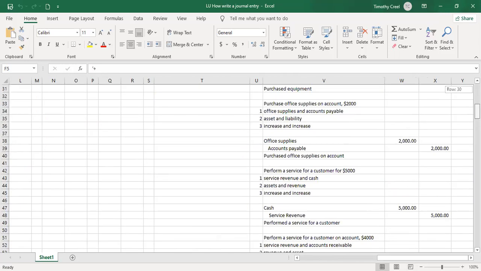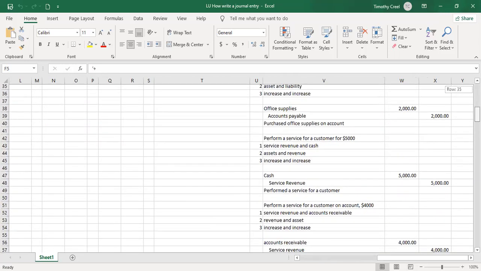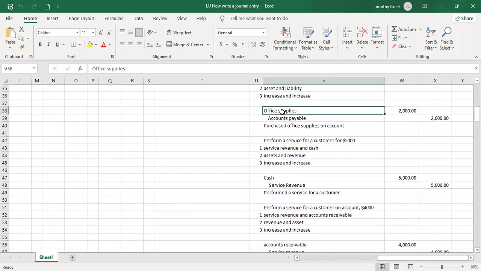So looking at the transaction here, we would debit office supplies. We would credit accounts payable. In our description, just purchased office supplies on account.